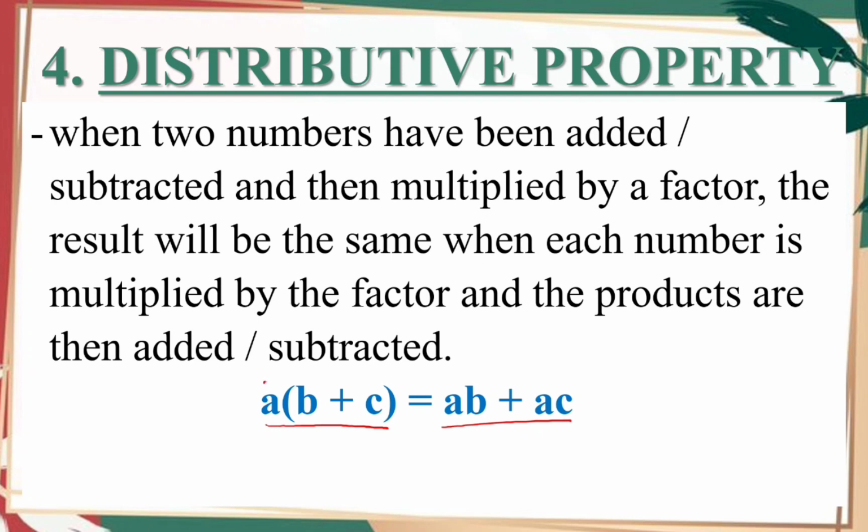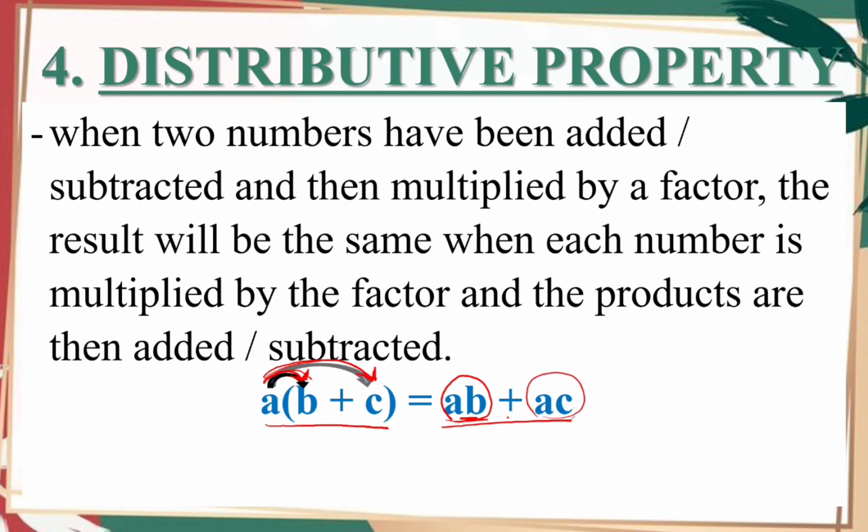So, yung A sa labas, dinistribute natin sa nasa loob. So, kapag dinistribute siya, ito yung mangyayari. Magkakaroon tayo ng A times B plus A times C. So, paano yon? So, this is A times B, then plus, dahil yan yung operation sa gitna nila, then distribute A kay C. So, magiging A times C. So, that is distributive property.